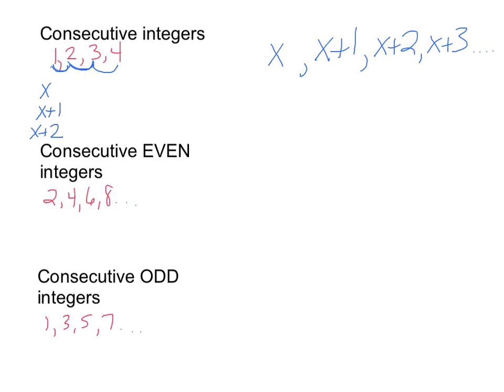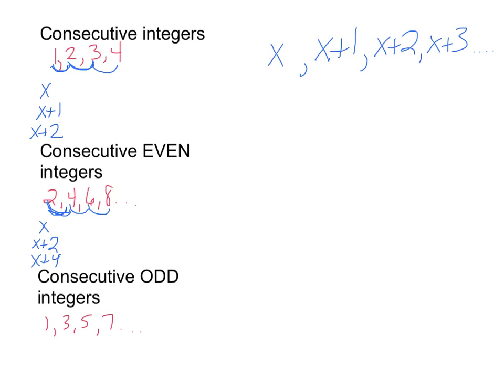Now when they look at consecutive even integers, if you look at the pattern on this one, it is not increasing by 1 each time. This time it's going up by 2's. So the 2 in this example I would just call x, that's my original. And then if the pattern is to increase it by 2, the next integer would be x plus 2. The one after that, that means you're going from this 2 and increasing it by 2 and then by another 2. So the next one would be called x plus 4.